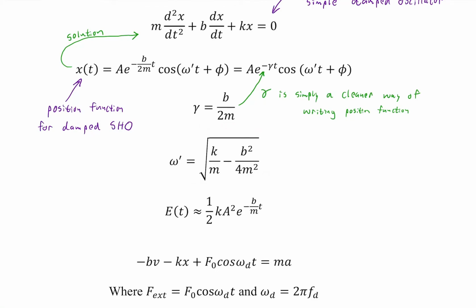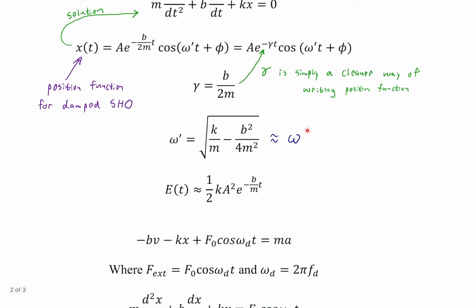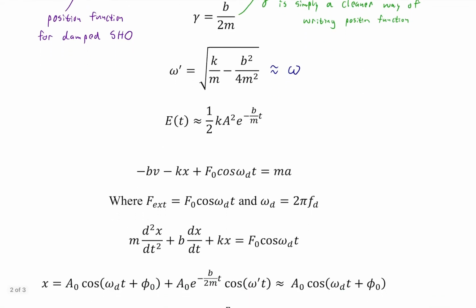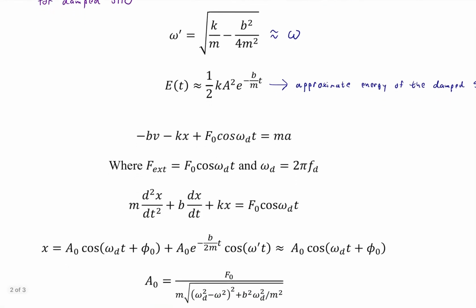What is interesting, though, is that this damped angular frequency always, or almost always, ends up being very close numerically to the undamped angular frequency. And that's because the second term here, this b squared over 4m squared, is almost always much, much less than 1. So it's such a small number that it doesn't really affect the square root very much. And we can also approximate the energy in a damped simple harmonic oscillator as this formula here. Okay? All right, so that's the damped simple harmonic oscillator.